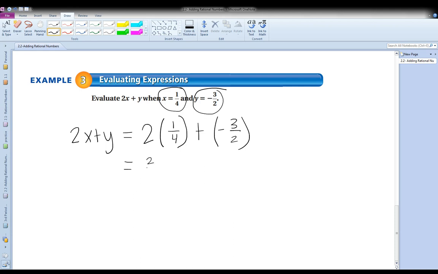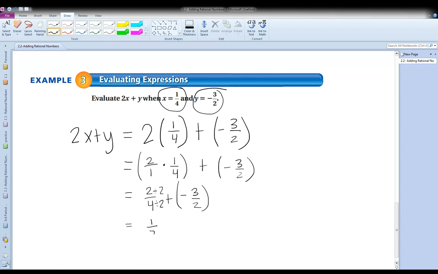All right. Now, 2 times 1/4. Well, I know 2, to make it a fraction, it's 2 over 1, times 1/4, okay, plus -3/2. Well, I know that 2 times 1 is 2, and 1 times 4 is 4. So that's 2/4 plus -3/2. But just a reminder, I can simplify this fraction. I could divide both of these by 2. If I divide both of these by 2, I would get 1/2, 1/2.